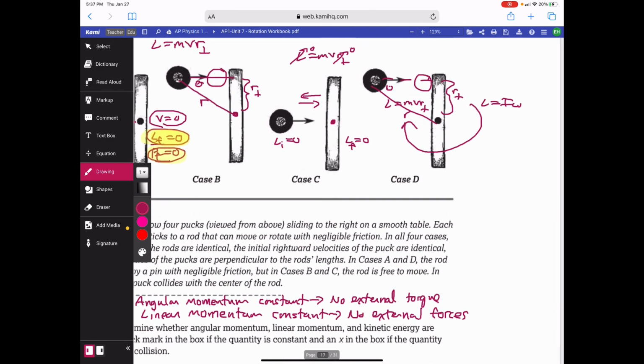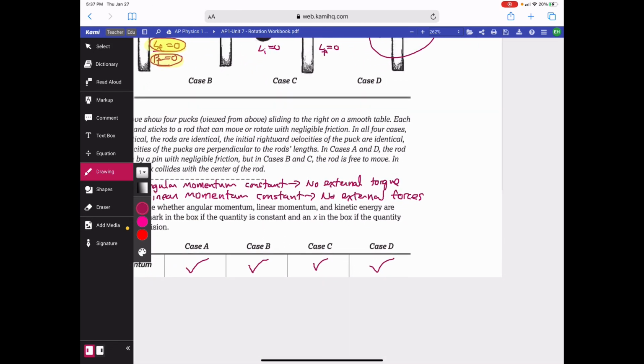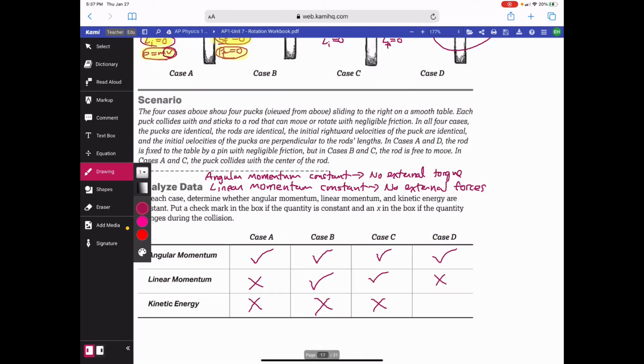Linear momentum, on the other hand: you start with linear momentum beforehand, P equals mv, and then afterwards you have nothing but angular momentum. You're not moving linearly anymore. Therefore, your linear momentum is done. And again, no kinetic energy acting on the system either.